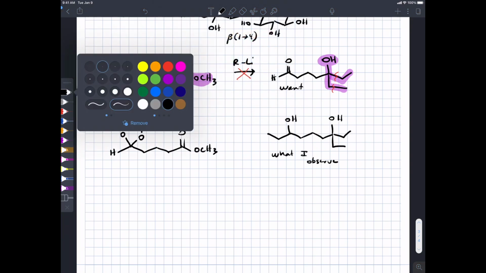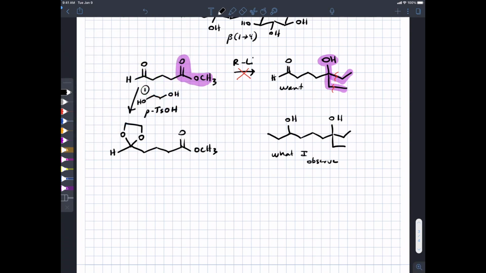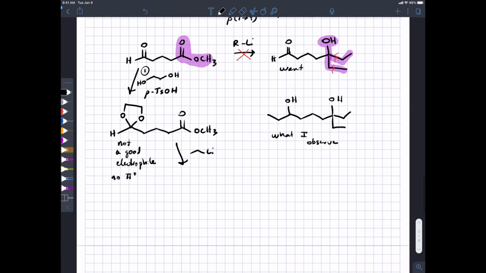Okay. Now the acetal is not a good electrophile. It doesn't have a low-lying empty orbital. There is no pi star. The carbon-oxygen sigma stars are pretty high in energy because carbon-oxygen bonds are stable. So now I can take my organolithium reagent and do the reaction with the ester.